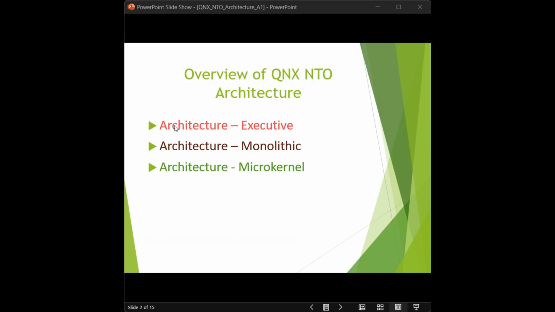Okay. Now let us see the overview of this session. So we'll begin with what we are going to learn in this session. First, we'll understand the older architectures like executive systems and also the monolithic kernels. After that, we will move on to the microkernel architecture, which is used in QNX. After that, we will also discuss how the processes communicate with each other using inter-process communication. And finally, we will understand how processes and threads work inside the system.